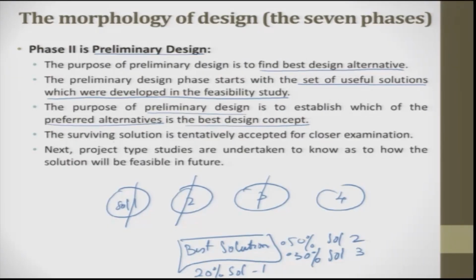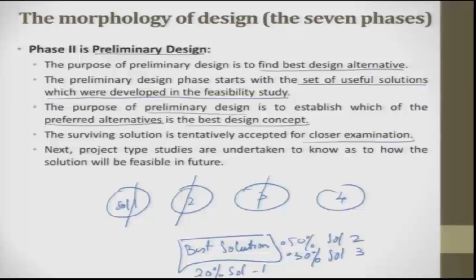Then what we do is survey the solution in tentative acceptance for closer examination. So, we try to do evaluation of the product within our close community of friends or within the factory or within a confined zone where I would like to test my product and see what is the performance of it. Then you do a closed door evaluation, with people who are very critical in telling you, okay, this is bad, this is good, this looks comfortable, something like that. And then next, project studies are undertaken to know how solutions will be feasible in future.